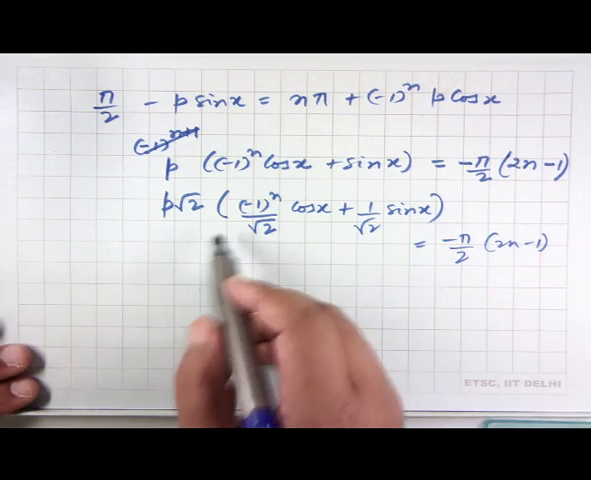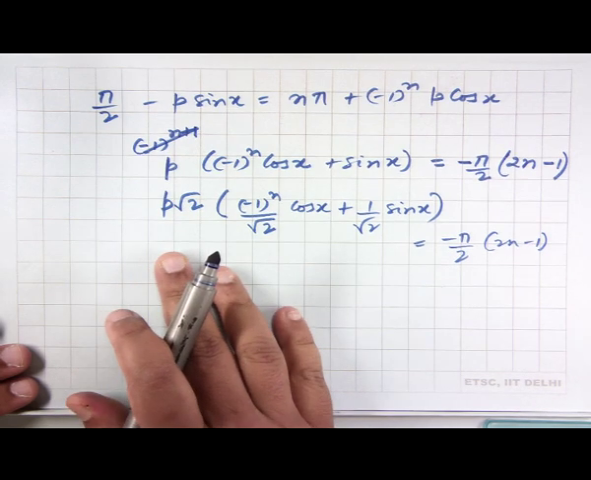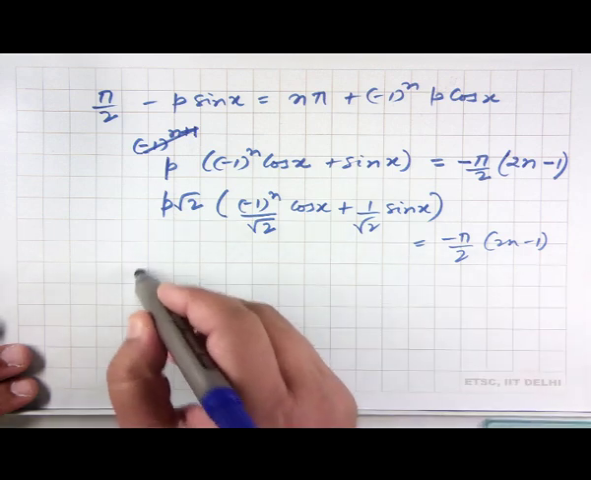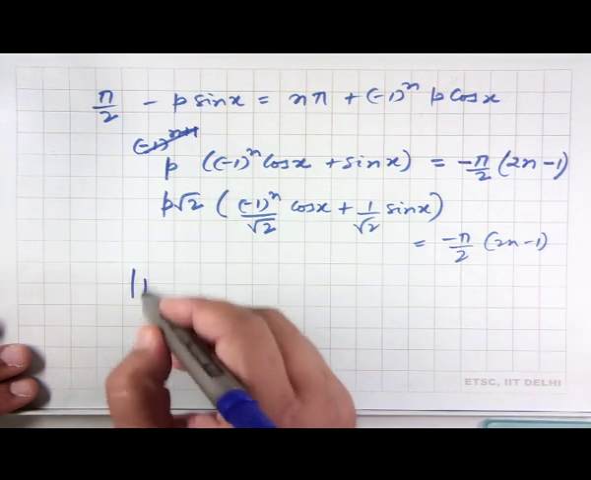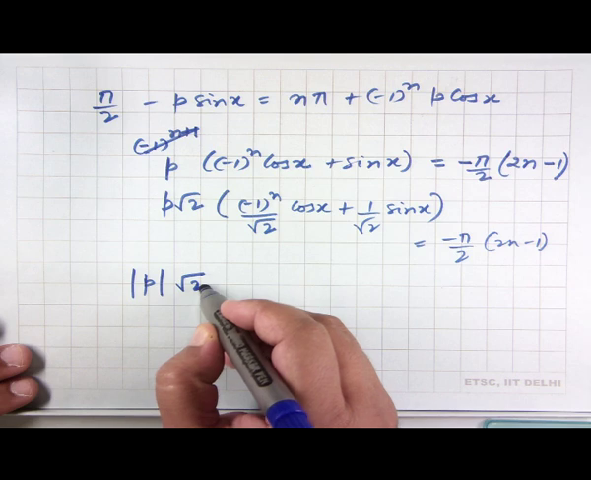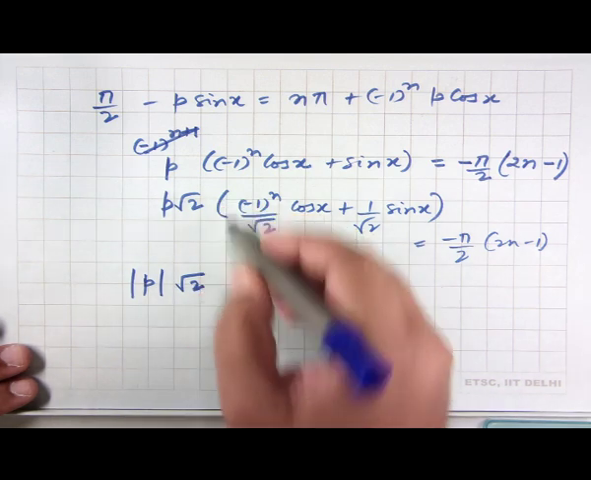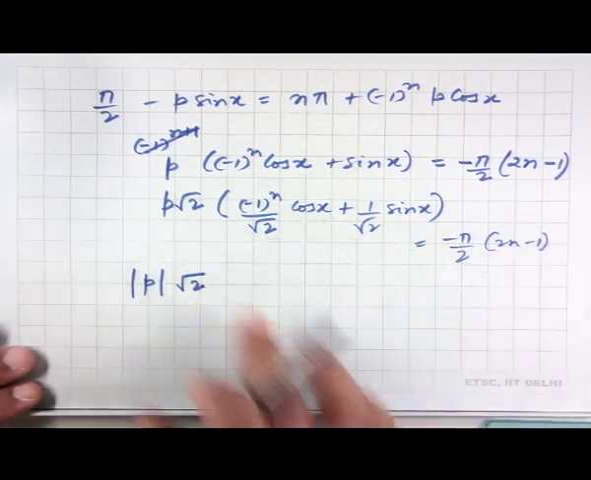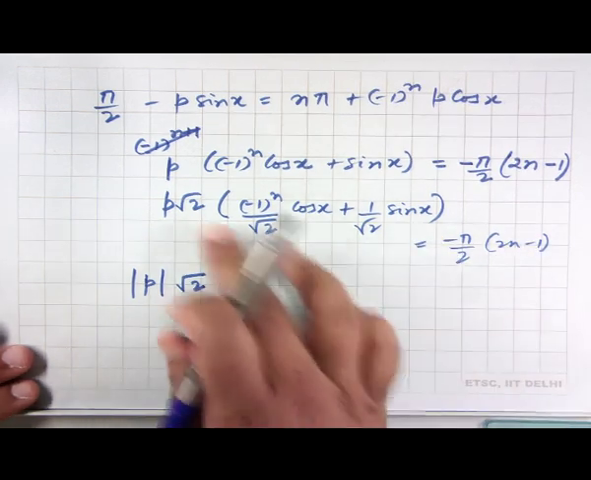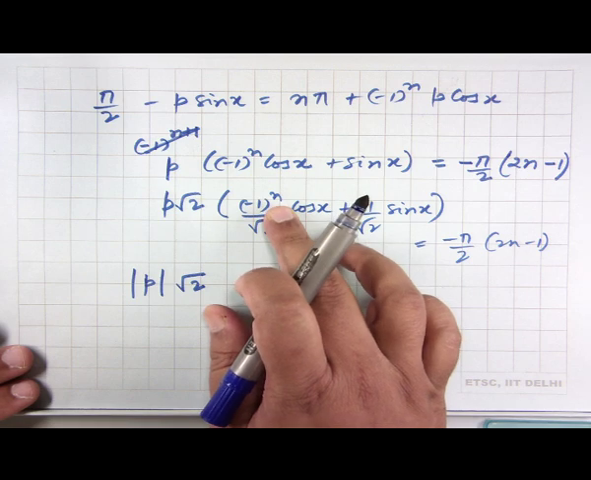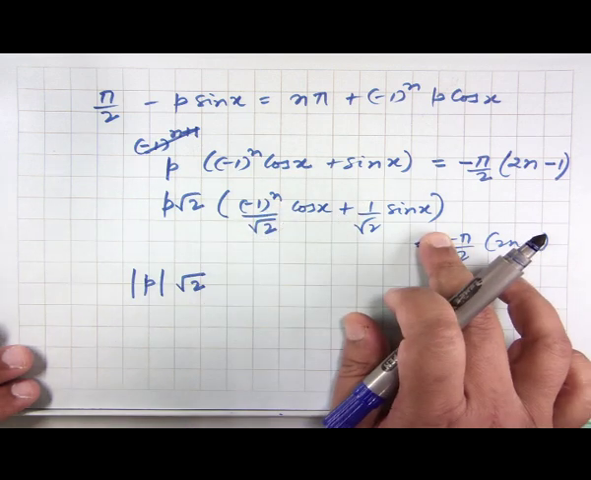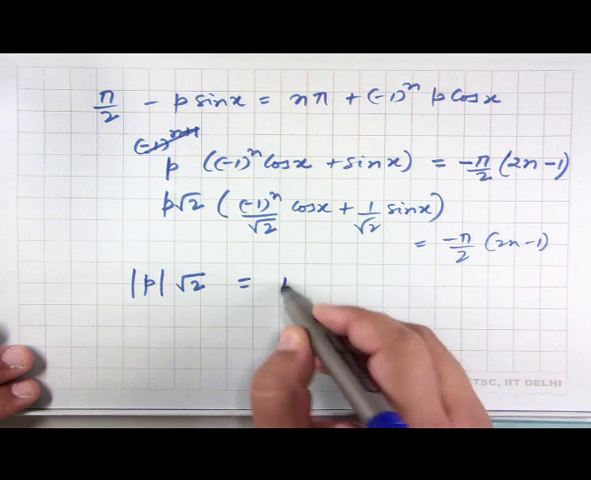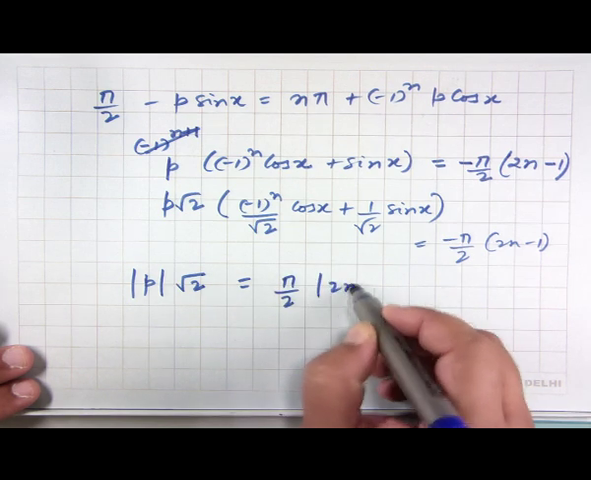If we take the absolute values on both the left hand side and the right hand side, p anyways we want to be positive, so mod p into square root of 2 into the absolute value of the term inside the braces. The largest possible value of this term is still 1, because no matter what the value of n is, this will always be less than or equal to 1. So the largest possible value is 1, and that should be equal to pi by 2 into the absolute value of 2n minus 1.